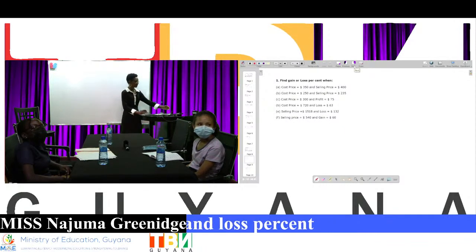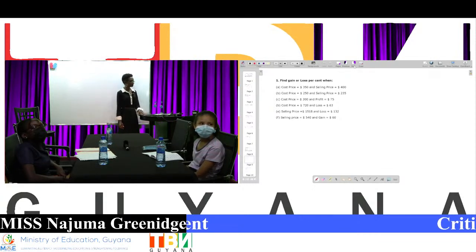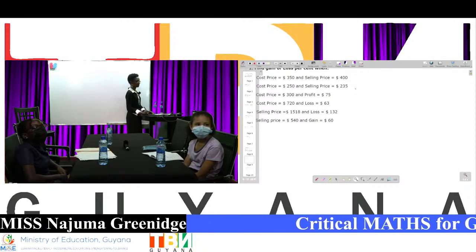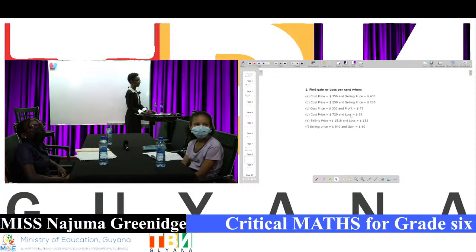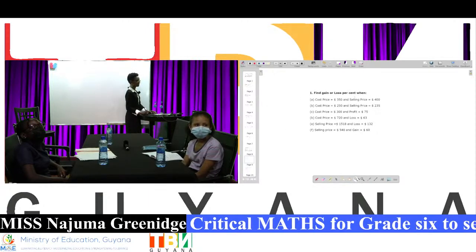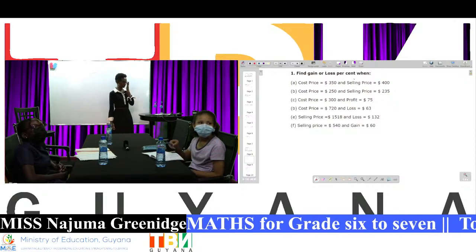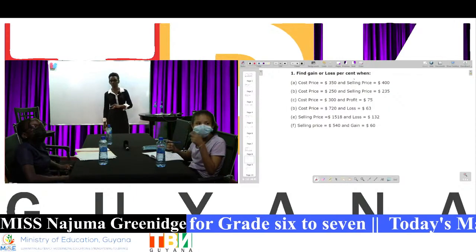So we have some cases here, A to F. The question says, find the gain or loss percent when, part A, the cost price is equal to 350. Let me increase this a bit for those of us who can't see. Is that better? Great. So, find the gain or loss percent. Part A: we have a cost price of $350 and a selling price of $400.